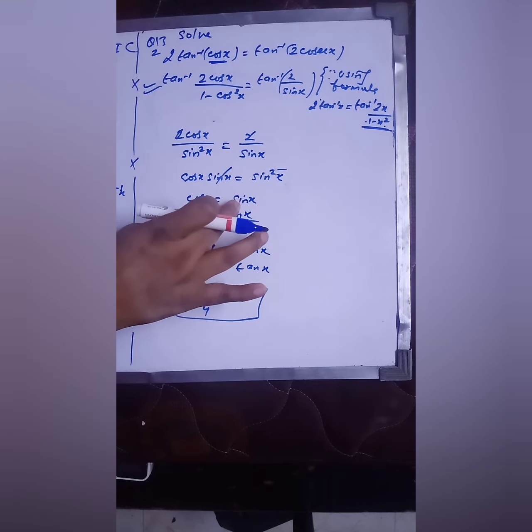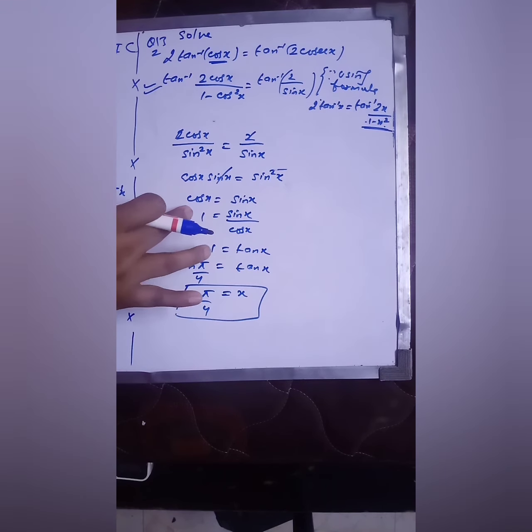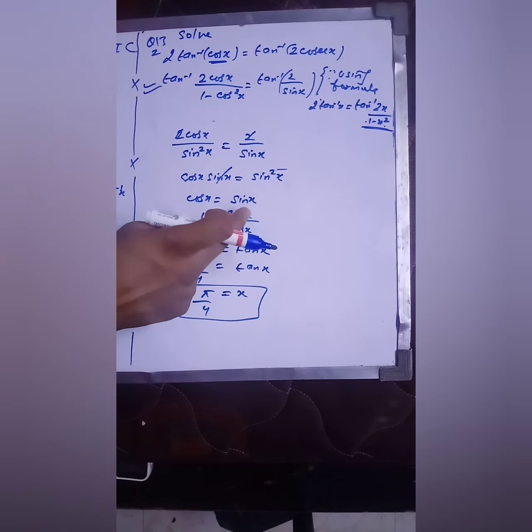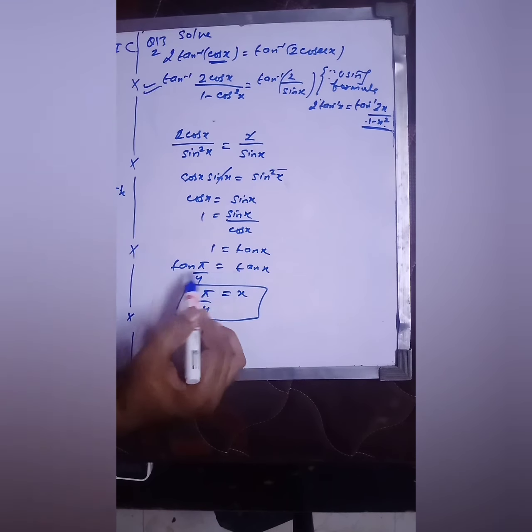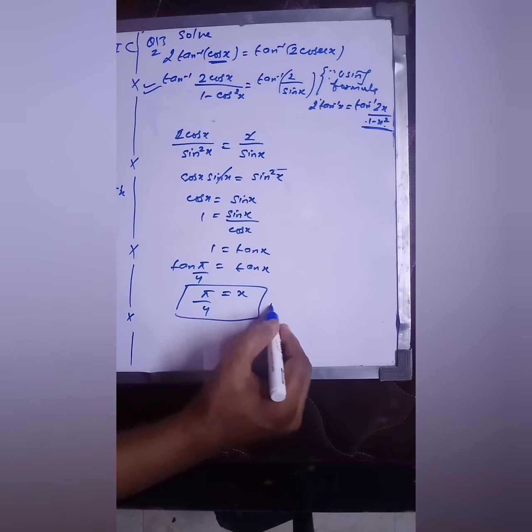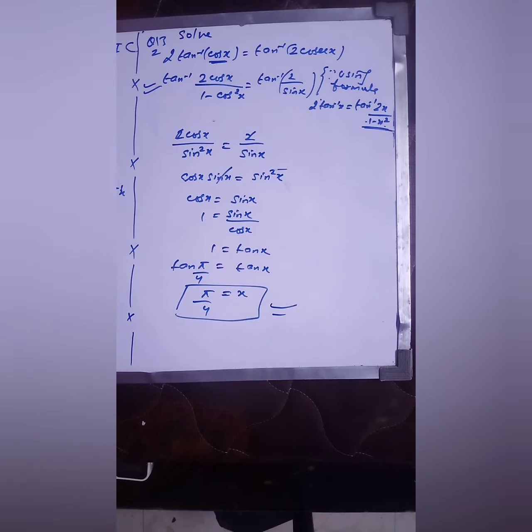So here you have to write sin x, and here you have to write cos x, and this cos x will come in the denominator of this, and here you have to write 1. So sin x upon cos x, that would be tan x. So tan x equals 1. In place of 1 you can write tan pi by 4. Then when you compare, you will get x equals pi by 4. This is the final answer of this question. So this is how we can solve question number 13.